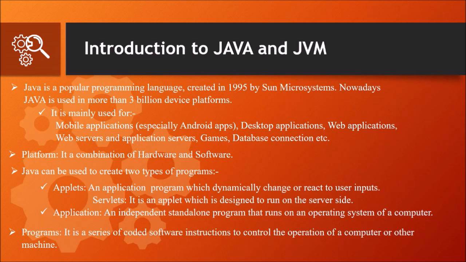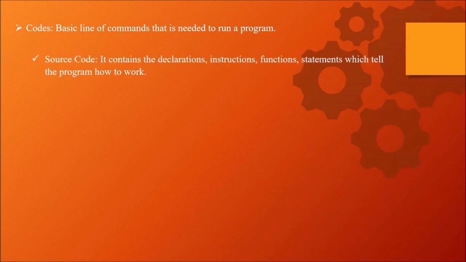We need code then. What do you mean by codes? Codes are basic lines of commands that are needed to run a program. Codes are divided into three types. They are, the first one, source code. Source code contains the declarations, instructions, functions, statements which tell the program how to work.